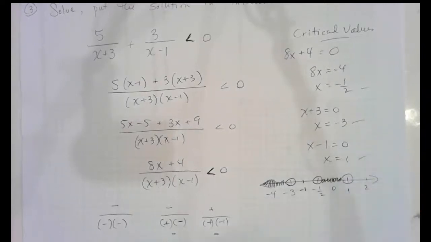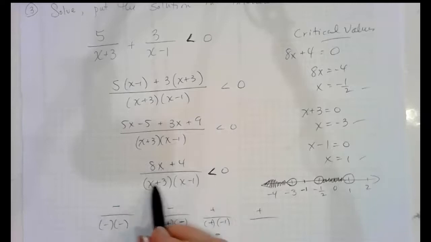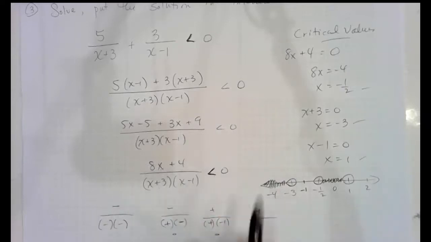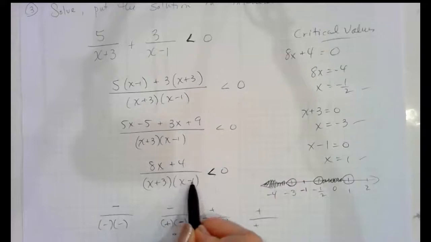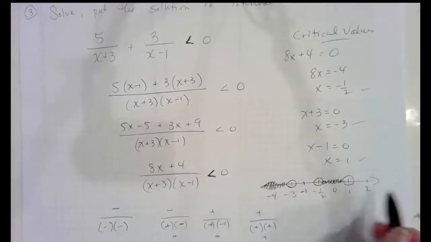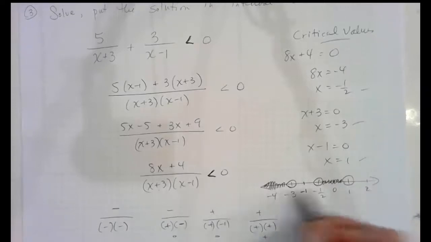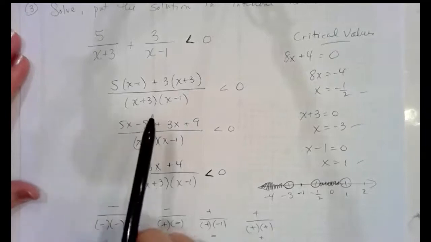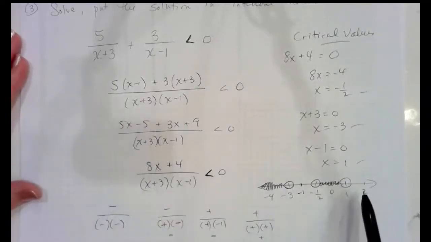We'll plug in a positive 2. So this is going to be 8 times 2 is 16 plus 4 is 20. That is positive. 2 plus 3 is 5. That is positive. And 2 minus 1 is positive. So we end up with everything positive, which of course is a positive, and a positive is not less than 0. So these are our intervals that will fulfill this particular inequality. So this is the number line.